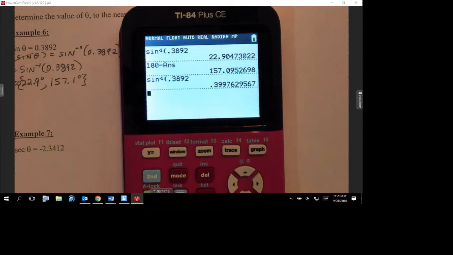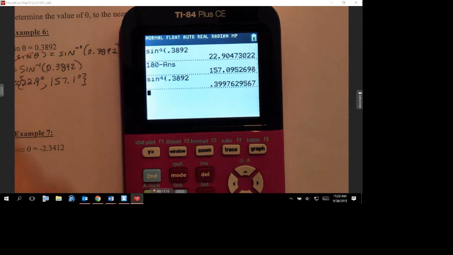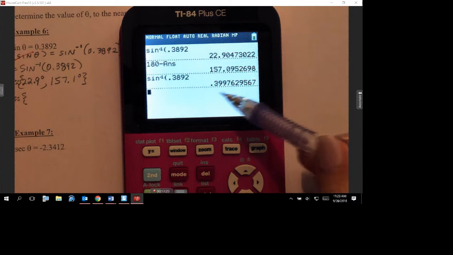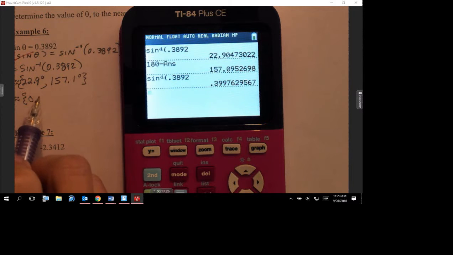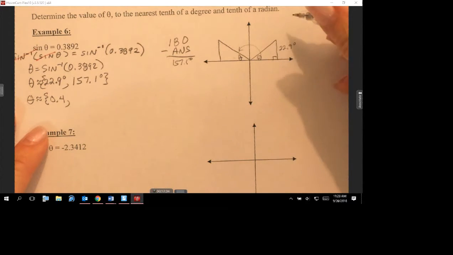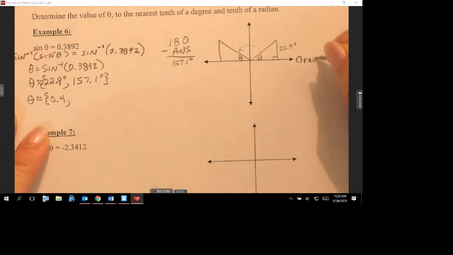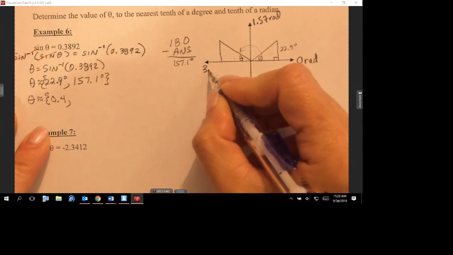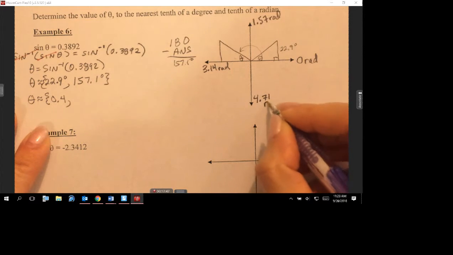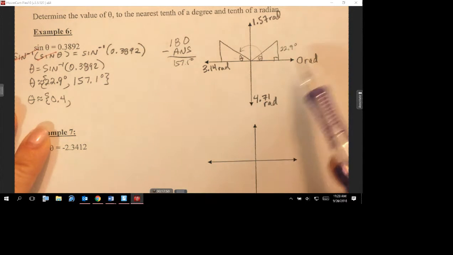So that's going to be my first answer. In your assignment, it's asking you to round to the tenth, I think. So we'll go about 0.4. Now, does that 0.4 make sense for the first quadrant in radians? Here's 0 radians. Here's 1.57 radians. Here's 3.14 radians. And down here is about 4.7 radians. Does that 0.4 make sense for the first quadrant?